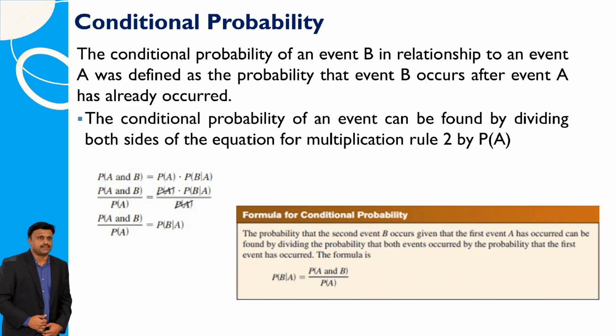Conditional probability measures the likelihood of event B occurring given that event A has already occurred. It is calculated by dividing the probability of both events A and B happening together by the probability of event A.